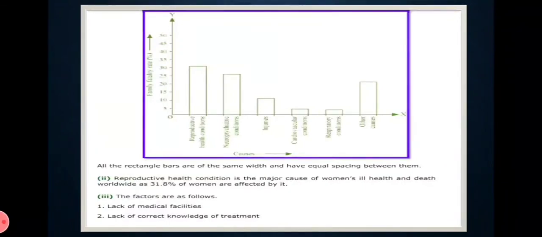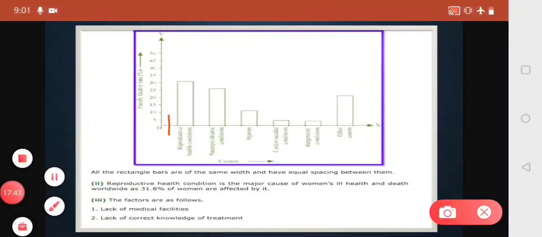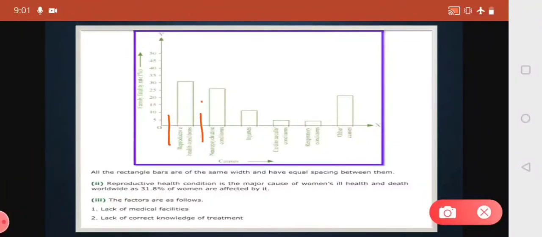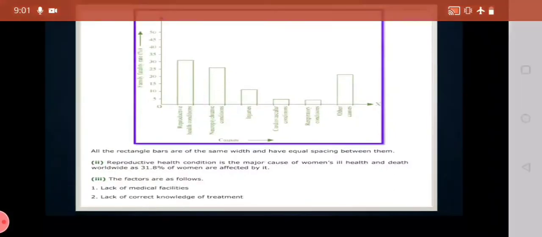All the rectangular bars are of the same width and have equal spacing between them. You have to take care that when you are making the bars, their broadness is equal, and another thing is that the distance between each bar is also equal. As I have stated, you will draw the bars in alternate boxes. Here the first box you have to leave on the x-axis, then one box you will use for your bar, again leave one box, then another bar, then again leave a box, and then another bar. In this way you have to make the bars.